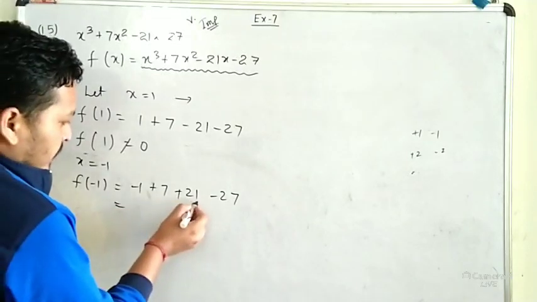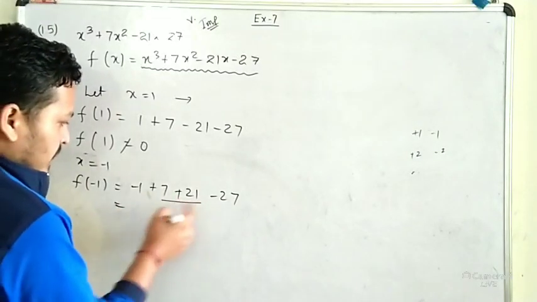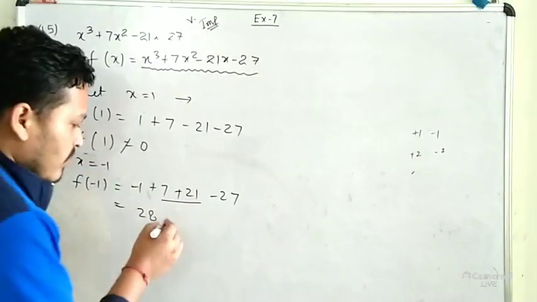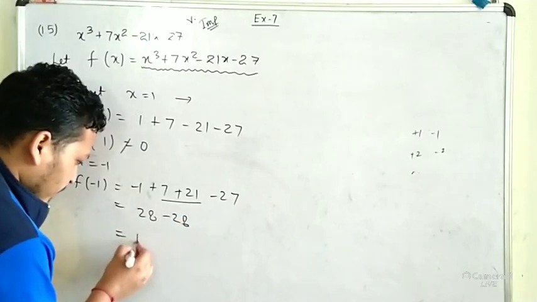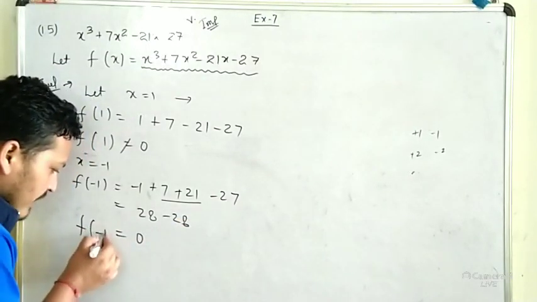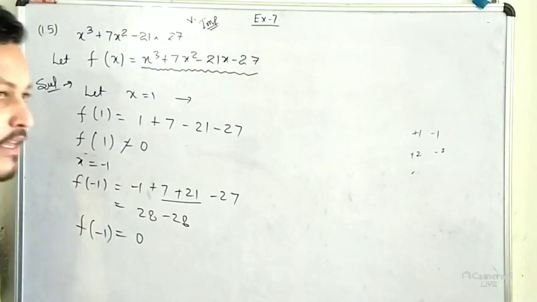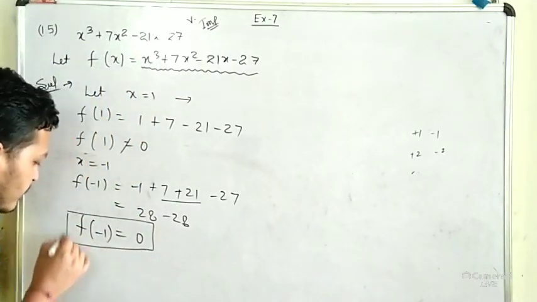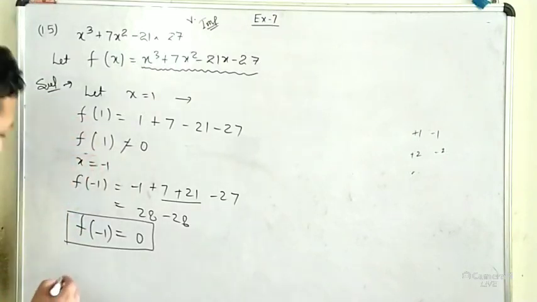This is 21 and 1, 20, 21 and 7, 28, and 27 and minus 1, so minus 27 minus 1, minus 28. So what is our remainder? The remainder is equal to 0 in the case of x is equal to minus 1. For x is equal to minus 1, how much remainder are we getting? 0. So we can say that x is equal to minus 1.